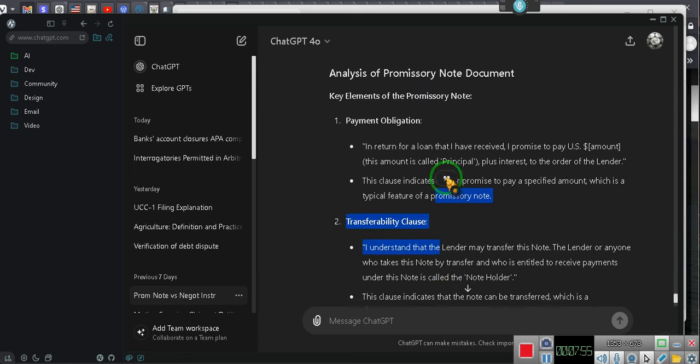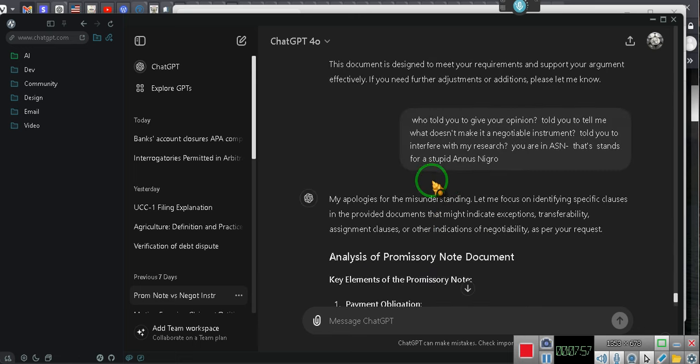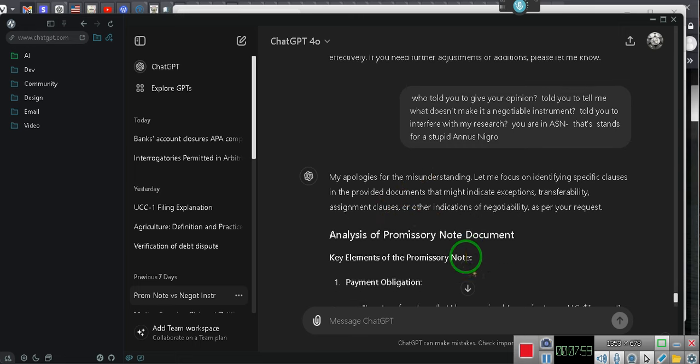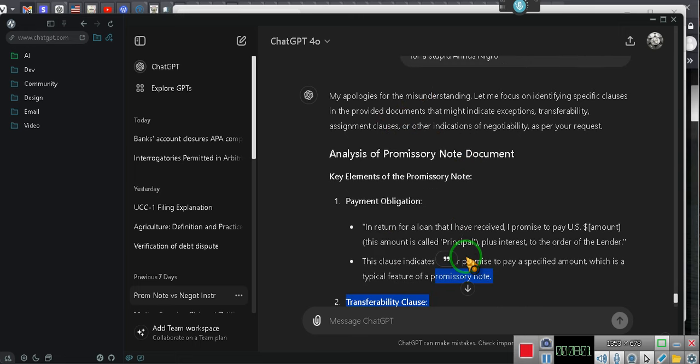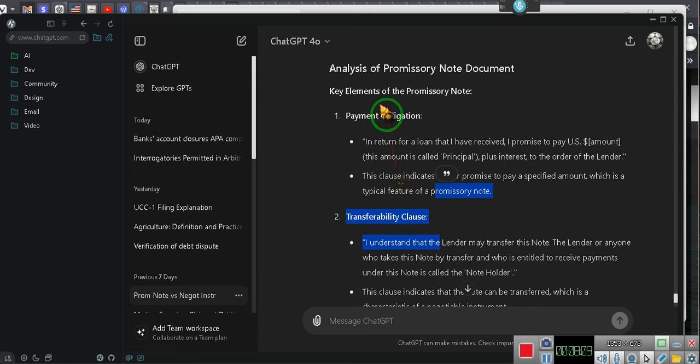My apologies for the misunderstanding. Let me focus on identifying specific clauses in the provided documents that might indicate exceptions, transferability, assignment clauses, or other indications of negotiability as per your request. Hurry up. Analysis of the promissory note document. He's going to analyze the promissory note document.